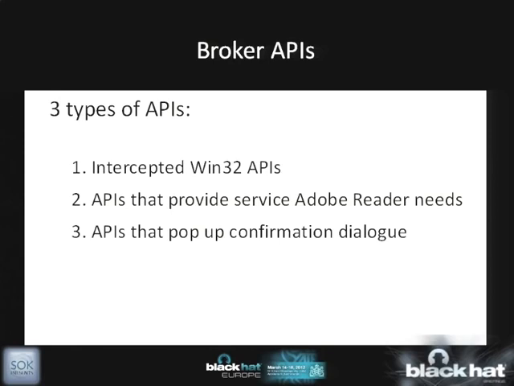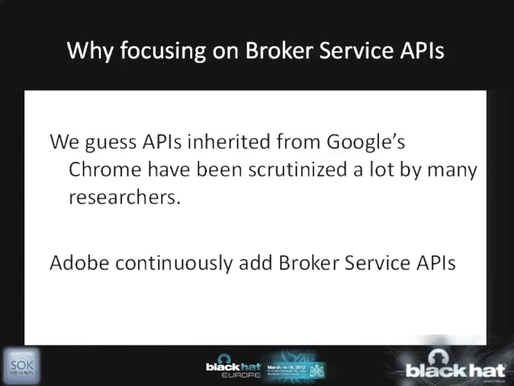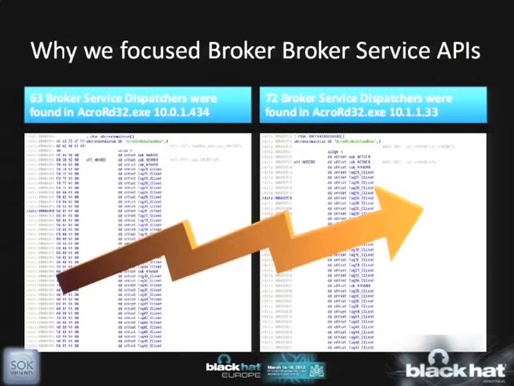All the three categories are interesting. But focusing on broker service APIs, so category number 2, it's interesting because category number 1 has probably been scrutinized quite a lot because it all comes from Google Chrome. Plus, Adobe continuously adds broker service APIs. So the more they add, the more you have to audit. From one version to the other, they added like 10 broker APIs.